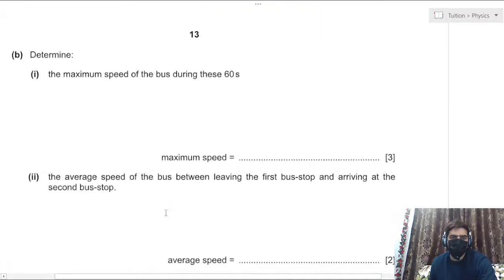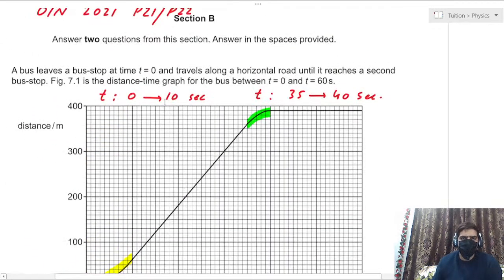Alright, let's move on to the next part. The maximum speed of the bus during these 60 seconds. This is what we need to find now, the maximum speed of the object during these 60 seconds.